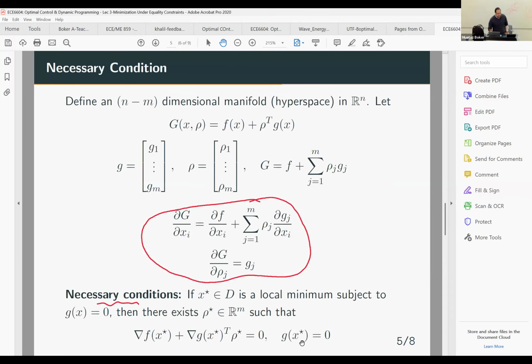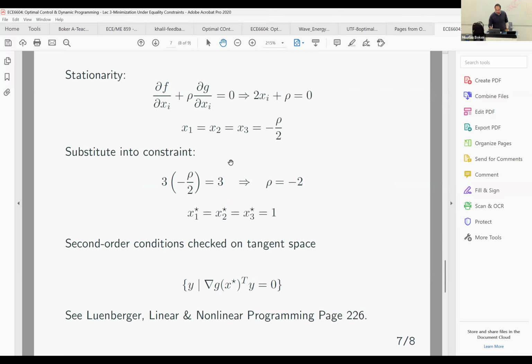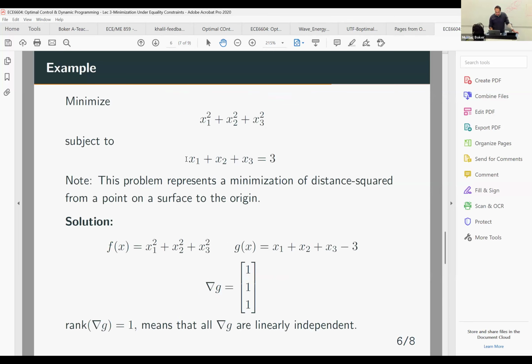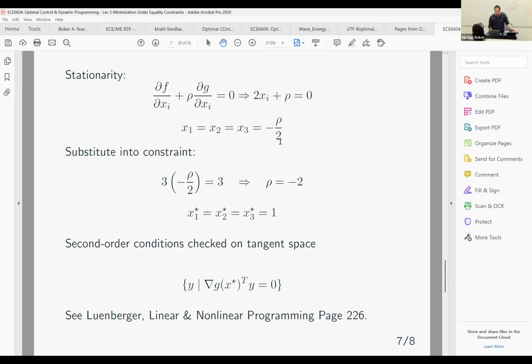Well, the other equation comes from the constraint. So from here, just take rho to the other side, and you have x1 is equal to x2 is equal to x3 is equal to minus rho over 2, from this equation. Now substitute into the constraint. Since x1 is equal to x2 is equal to x3, you have 3 times minus rho over 2 is equal to 3, from the constraint.